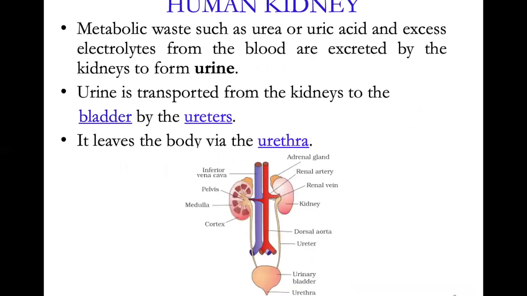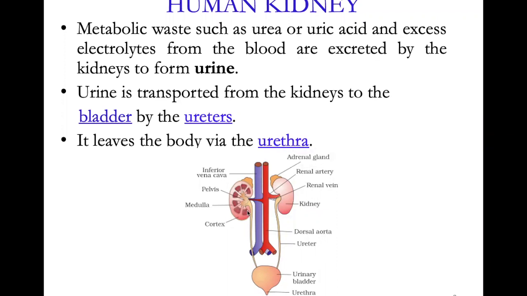Metabolic waste such as urea or uric acid and excess electrolytes from the blood are excreted by the kidney to form urine. Urine is transported from the kidney to the bladder by the ureters. This urine leaves the body via the urethra.